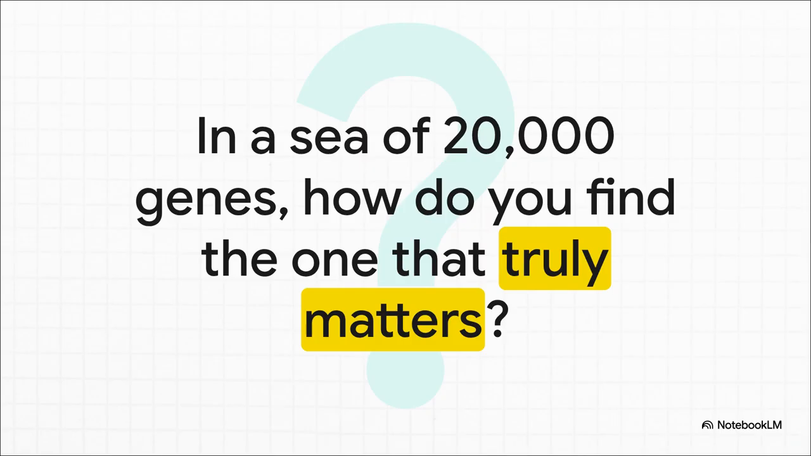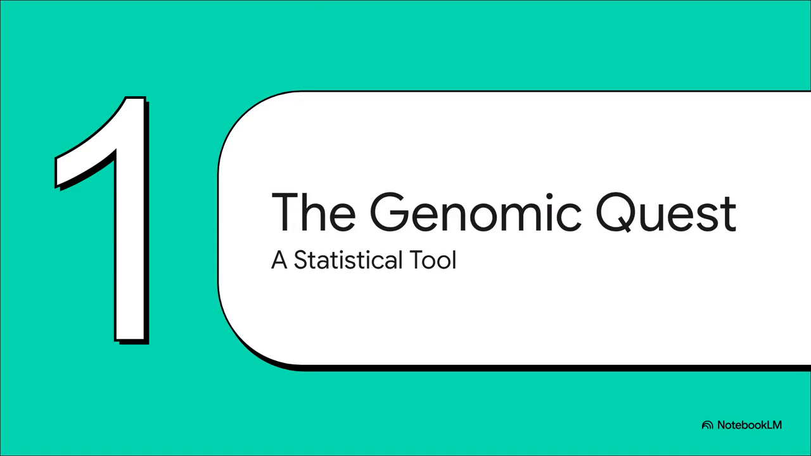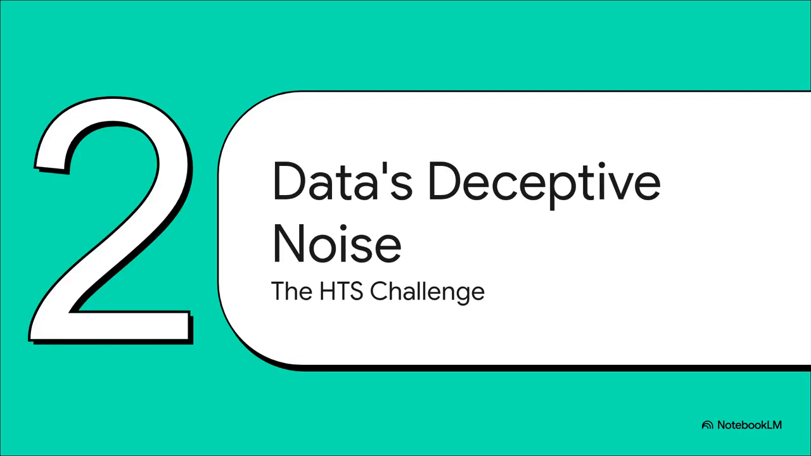That's the billion-dollar question, whether you're fighting cancer, trying to develop new drugs, or just trying to figure out the basics of how life works. So that's what this explainer is all about. We're going to look at a really powerful statistical tool that helps scientists on this exact quest. We're going to dive into a method called DESeq2 and see how it turns messy, unreliable data into clear, trustworthy discoveries.